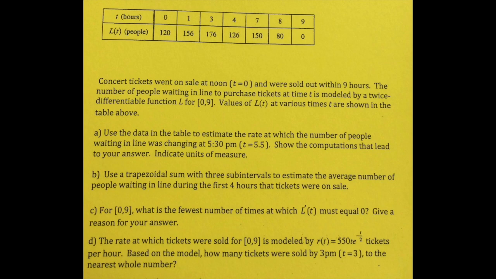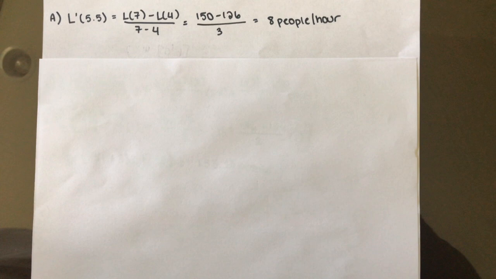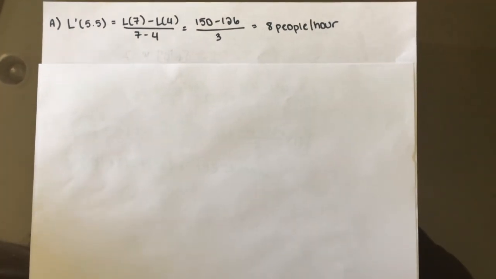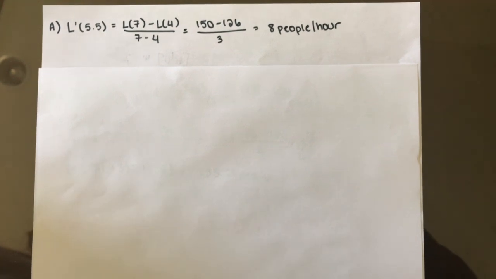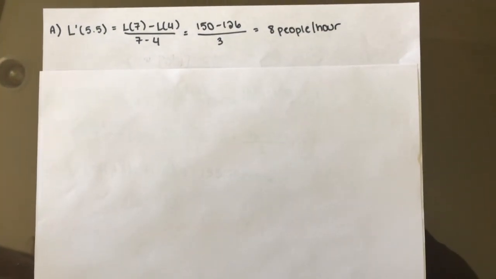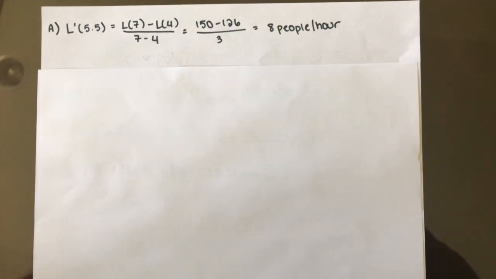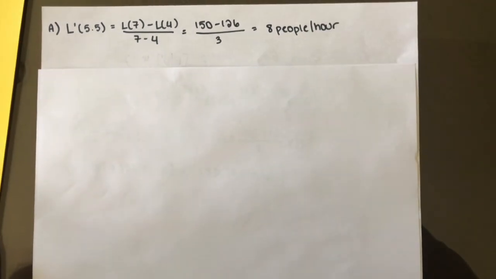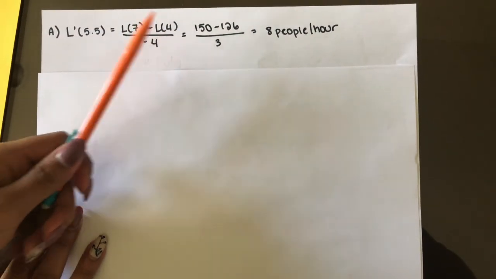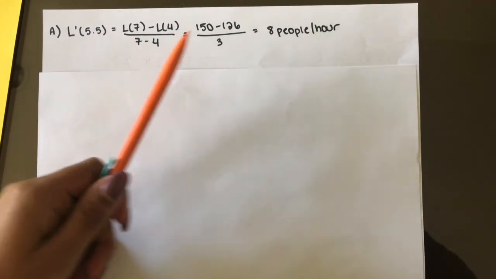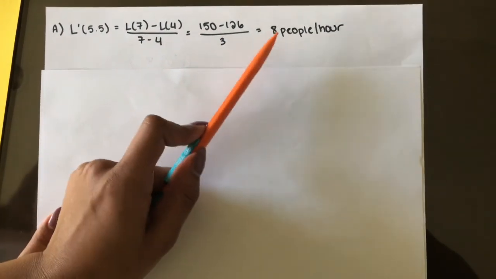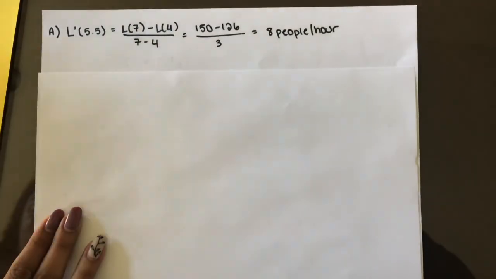Indicate units of measure. Part A is asking to estimate the rate at which the number of people waiting in line is changing when t equals 5.5, but since the table shows the number of people at a given time, we have to find the derivative of that. And to find L prime of 5.5, you take L of 7 minus L of 4 over 7 minus 4, which equals 150 minus 126 over 3, and that equals 8 people per hour.